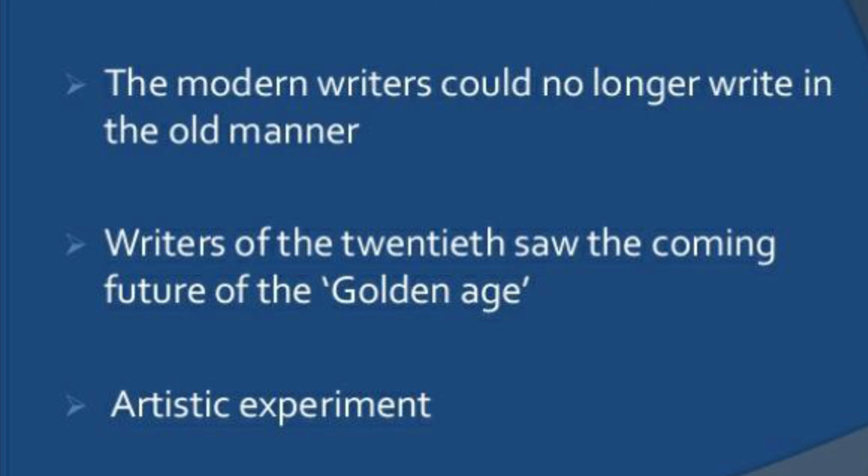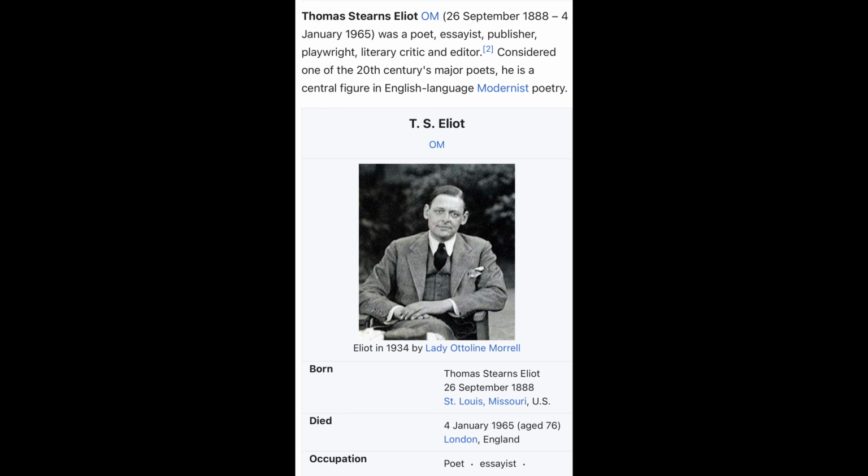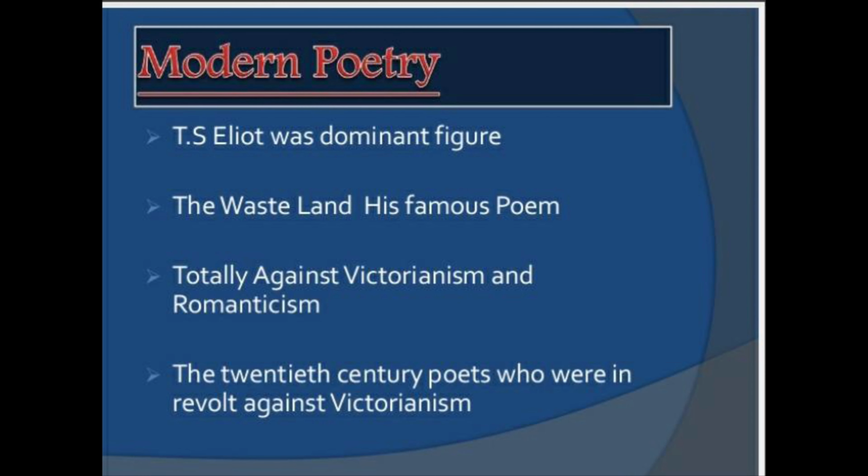And then writers of the 20th century saw the coming of the future, which was also the golden age, as the modernist writers penned down. And coming to the next important point, that is modernist poetry. Now, coming to the modernist poetry, the first and foremost name which comes is Thomas Stearns Eliot. Now, he was a dominant figure, and his most famous poem is The Waste Land, and he was totally against Victorianism and Romanticism.